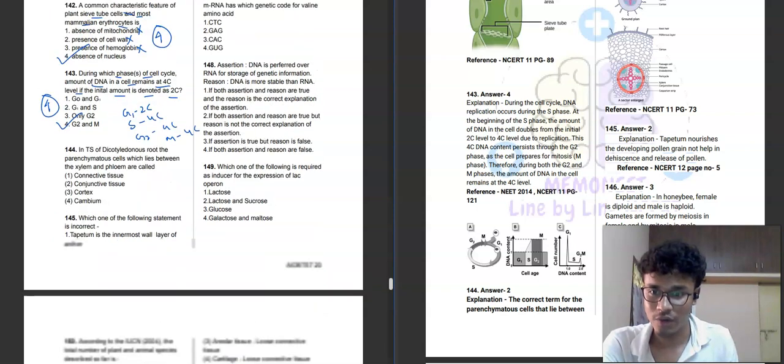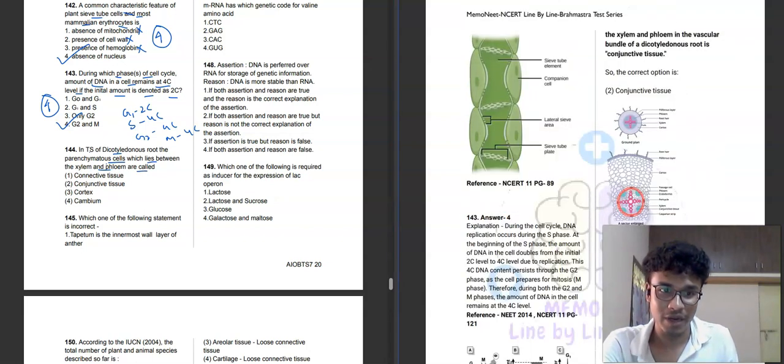Moving towards the next question, 144. In transverse section of dicotyledonous root, the parenchymatous cells which lie between xylem and phloem are called. So many people get confused in this kind of question. They just pick the cambium, but just read the question. It is saying in transverse section of dicotyledonous root. It is not saying about vascular bundle.